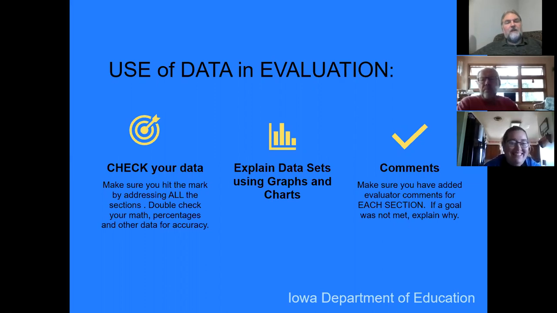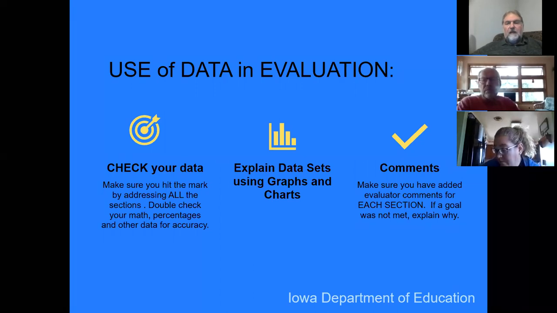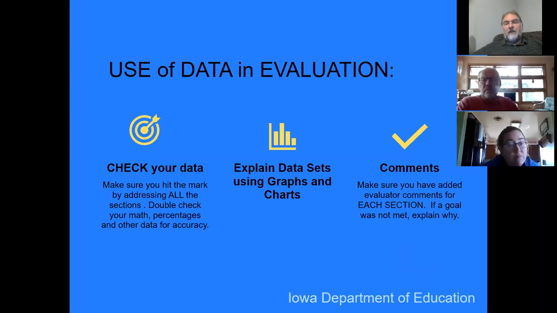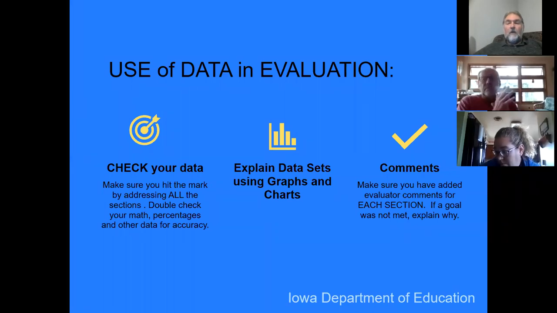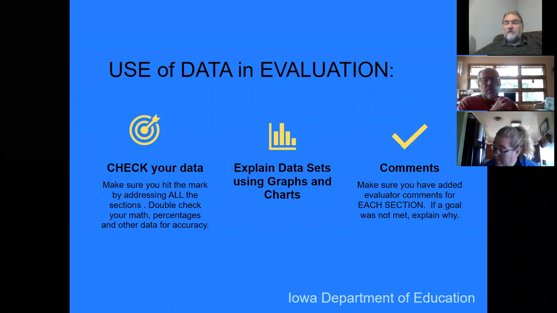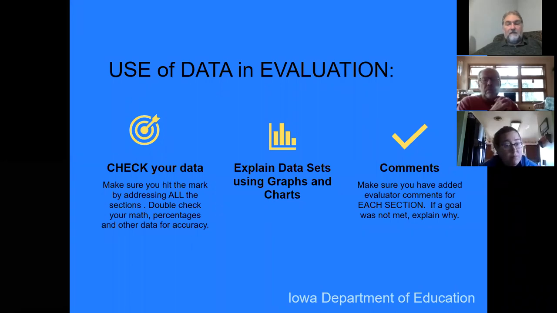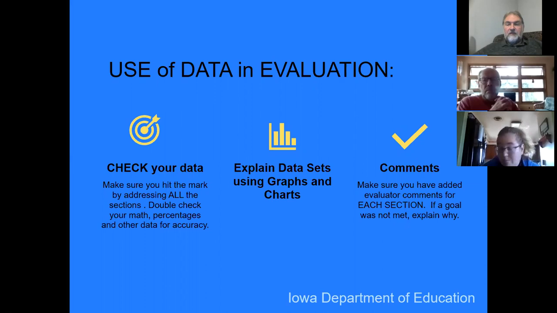So anyway, double check your data. You know, we've got some things where there were math errors and percentages that were obviously incorrect. Explain your data sets. If you've got a chart or graphic, make sure you have a caption and some explanation about what this data means. Sometimes we just get a chart and it doesn't have anything in there. And also comments. Make sure that you have your evaluator comments in each section. And if a goal was not met, explain why.